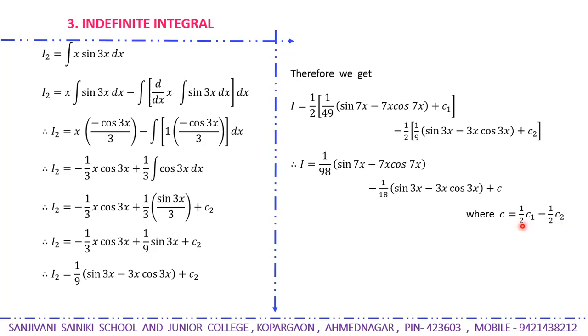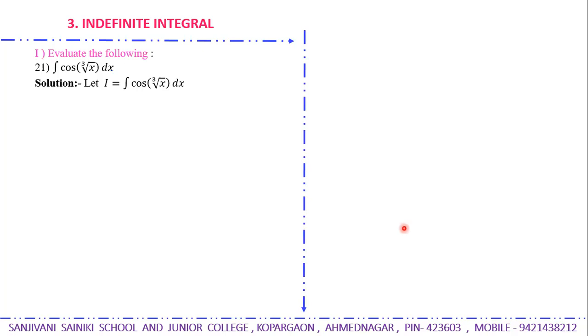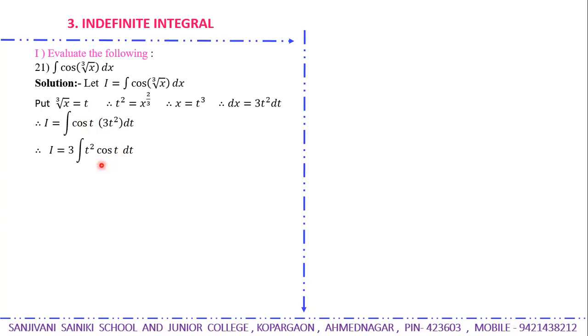Okay, so the next example, cos of cube root of x. Let I be equal to integration of cos of cube root of x dx. Now here it is a composite function, so we have to use the substitution, cube root of x is equal to t. Taking the square of both sides, we get t square is equal to x raised to 2 by 3, or x is equal to t cube. So dx is 3t square dt. So here we got the integral of the form 3 into integration of t square cos t dt.